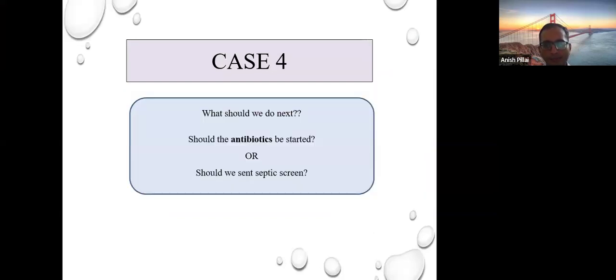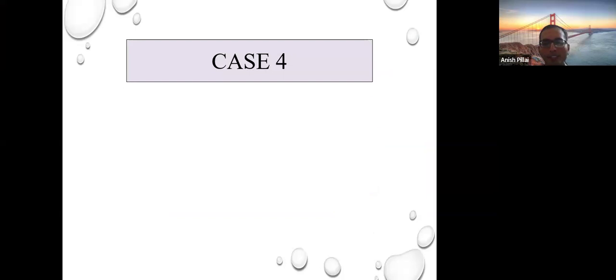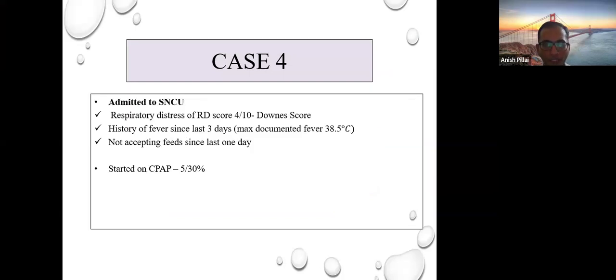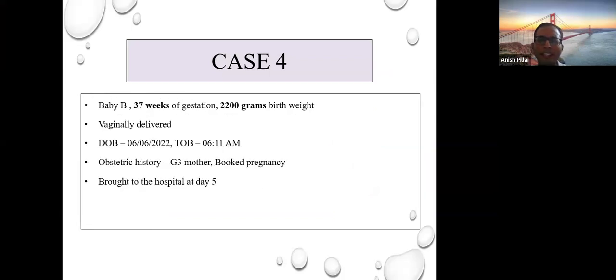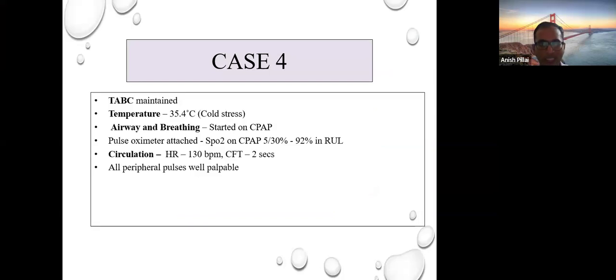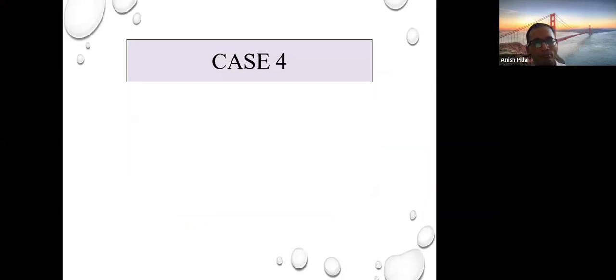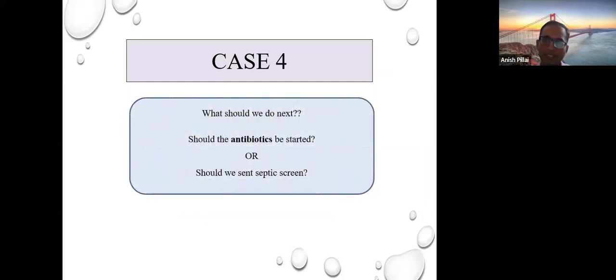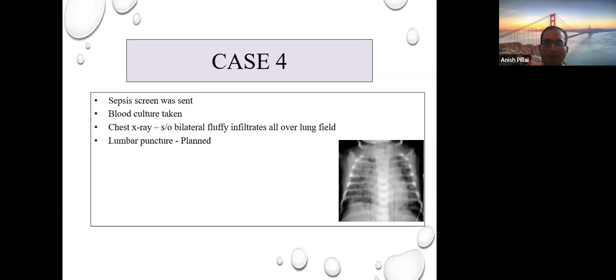So again, in this case, you have to send the culture before starting antibiotics. But this baby from all angles, like I said, in a three-pronged approach, the main prong remains the clinical picture. This baby has all the signs of infection. There is fever, there is distress, which is late, not from birth, but has started late. Temperature instability is there. So this is a very clear-cut picture of late onset sepsis. So again, you can take the culture, send the sepsis screen and simultaneously start antibiotics. Let us see what happened.